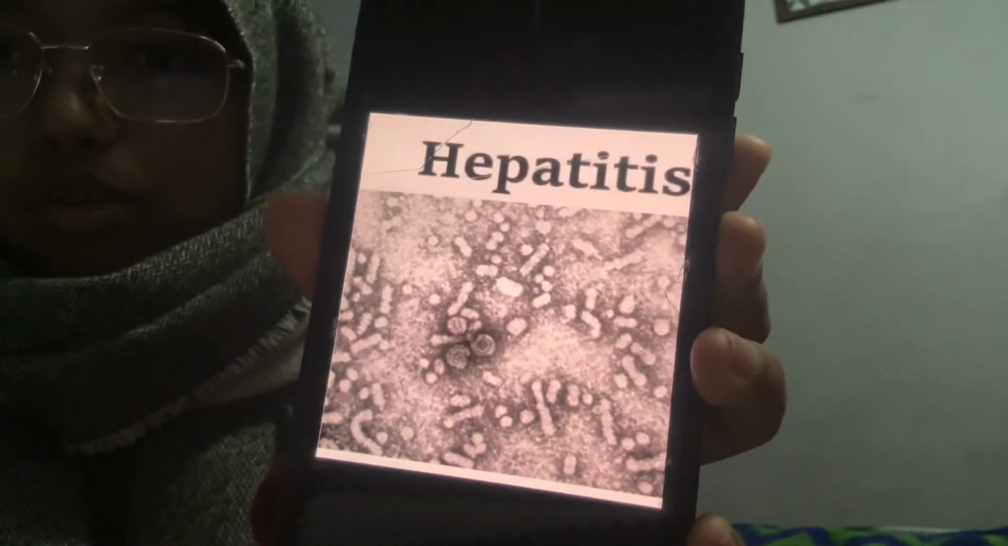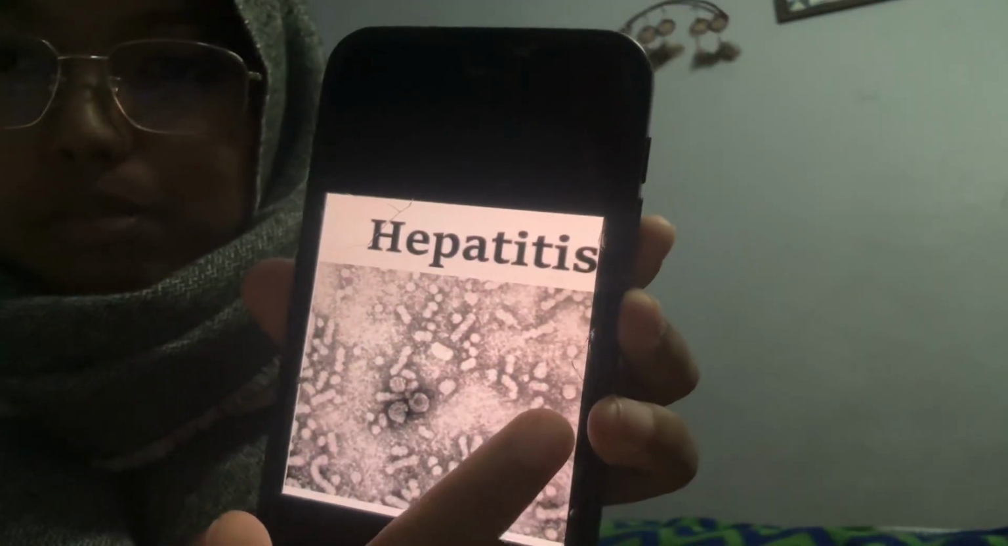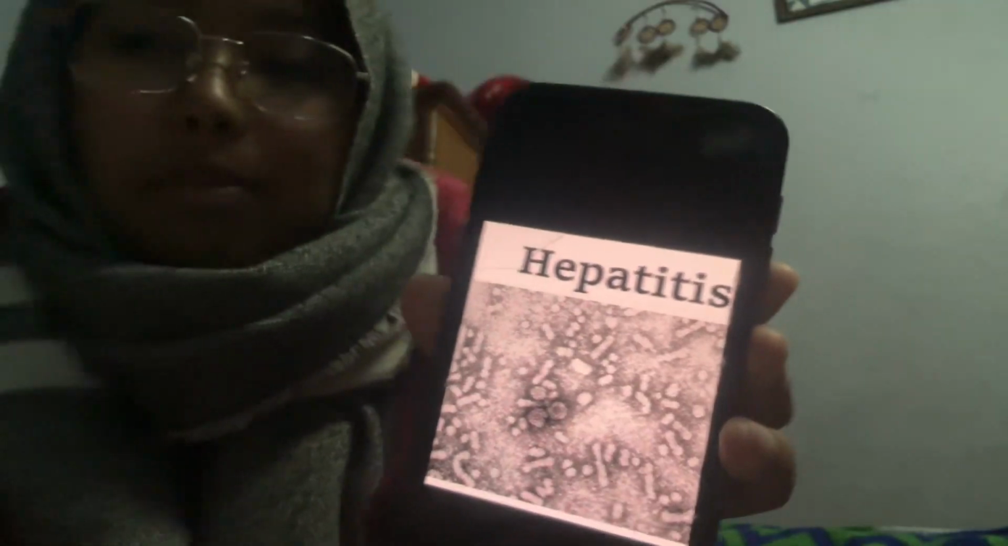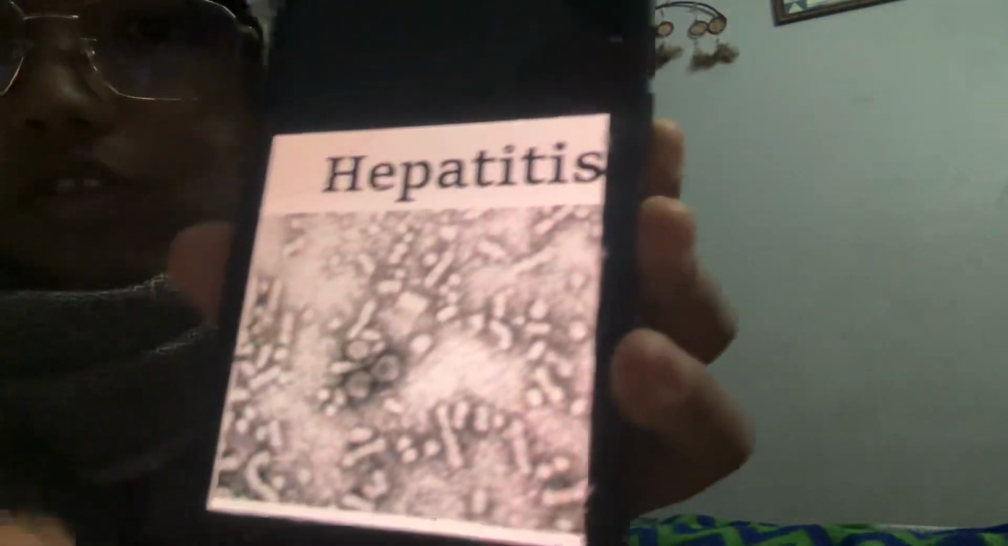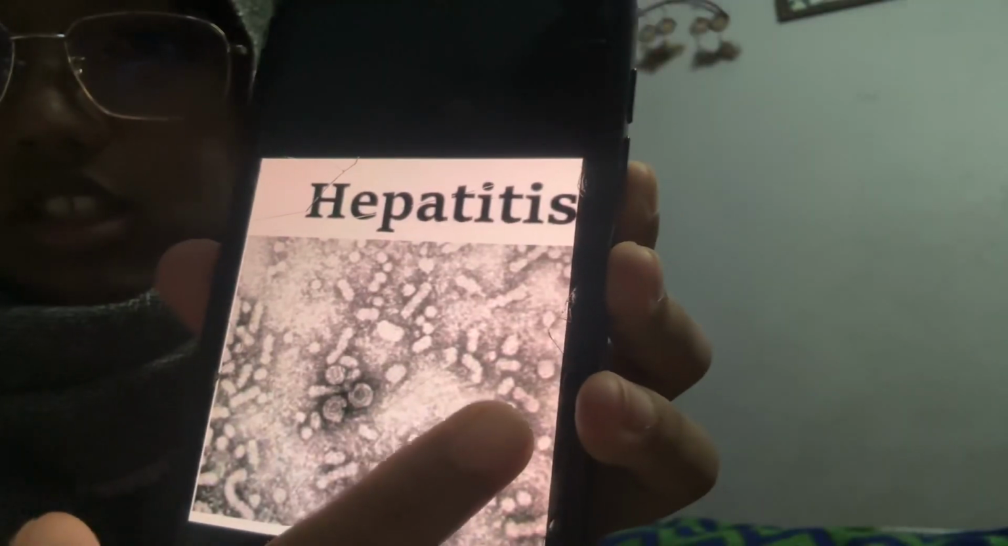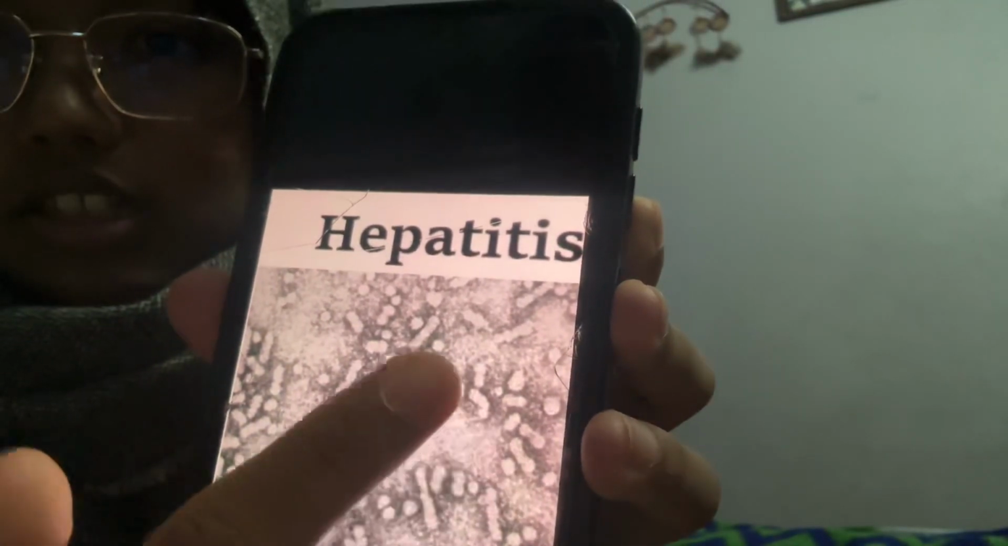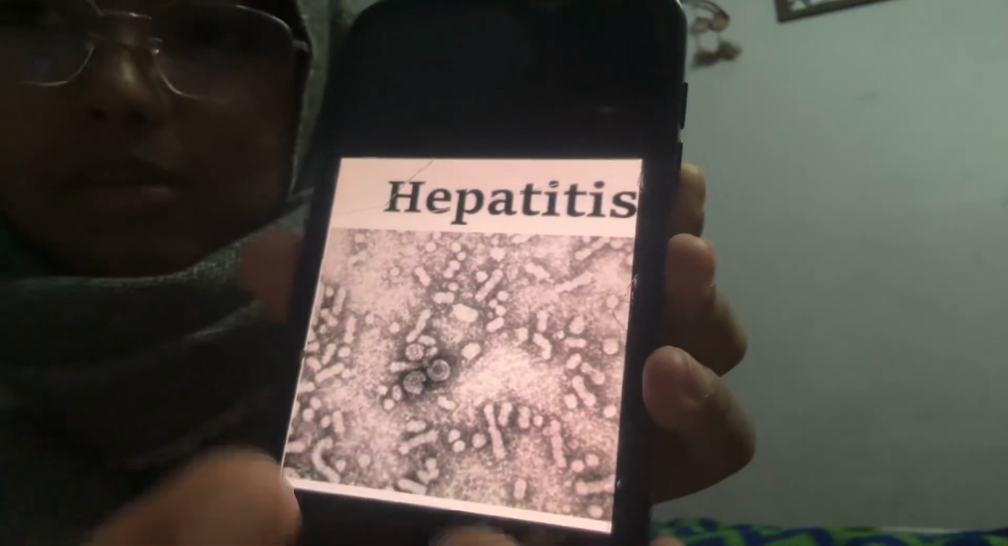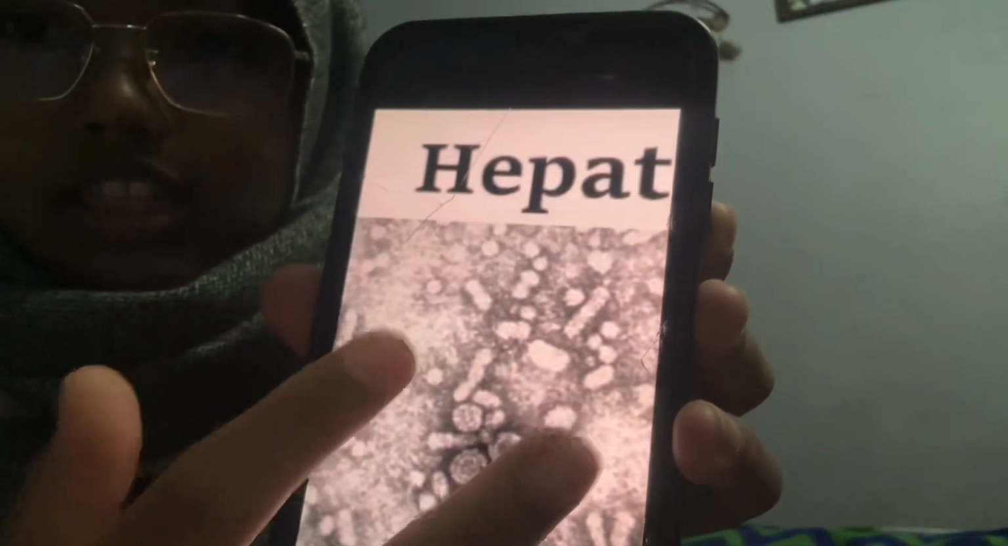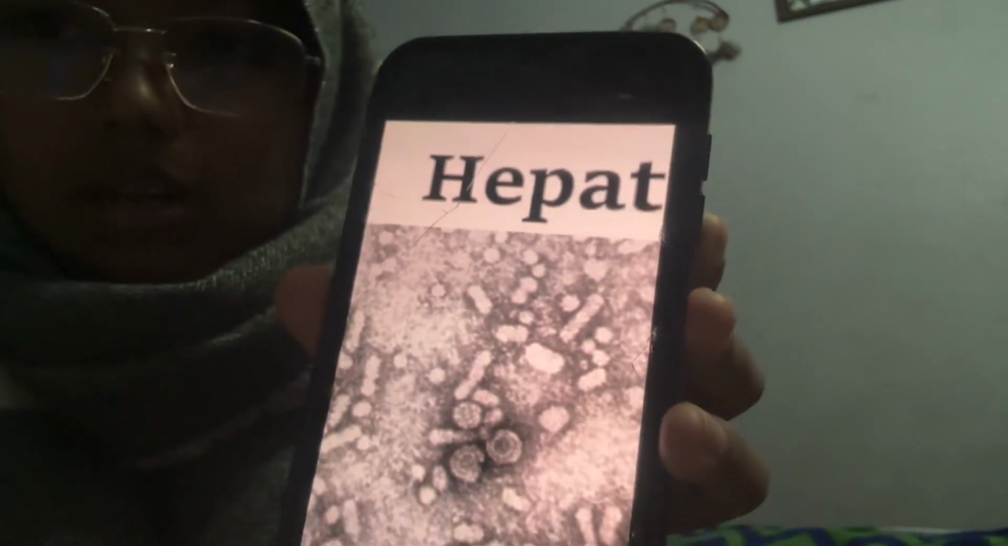Now if we go through the electron microscopy, this is the picture that will be seen. You can see some spheres here. Hepatitis B is normally found in 3 morphologies: sphere, filamentous, and Dane particles. So right here, the circles are your spherical particles, the filaments are your filamentous tubular particles, and these larger circles are your Dane particles.